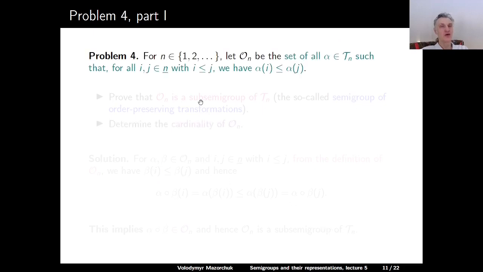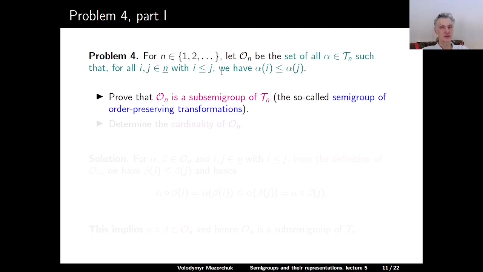Problem 4. For a positive integer n, denote by On the set of all elements alpha in the full transformation semigroup Tn, such that for any pair of elements i and j in our set n underlined, which satisfy the condition that i is less than or equal to j, we have that alpha of i is less than or equal to alpha of j. So such elements are called order-preserving transformations, so they preserve the order of elements. Prove that On is a sub-semigroup of Tn, so that's called the semigroup of order-preserving transformations, and determine the cardinality of On.